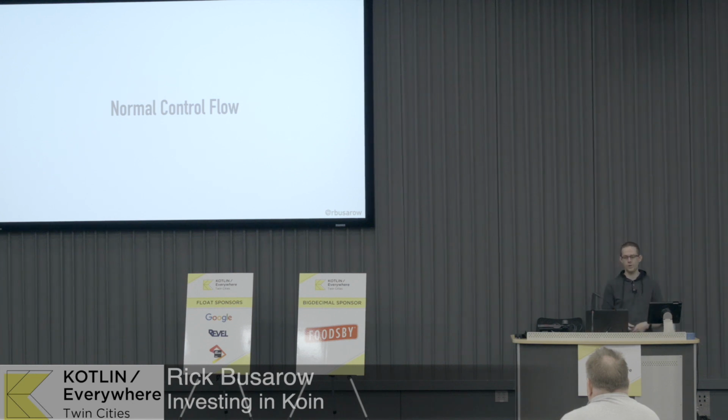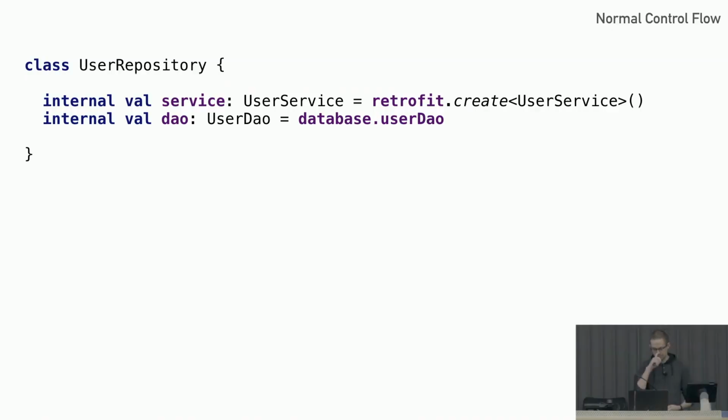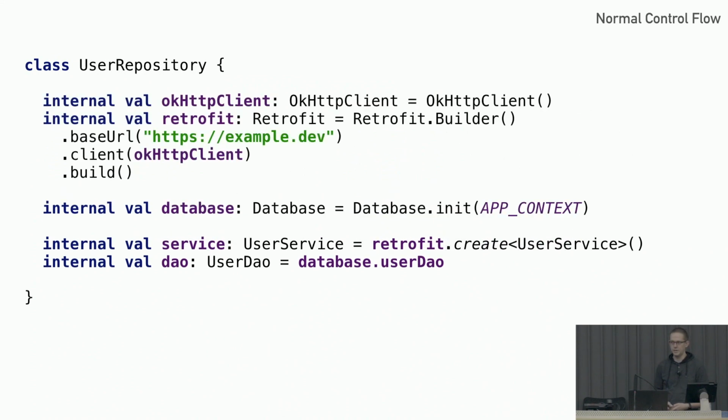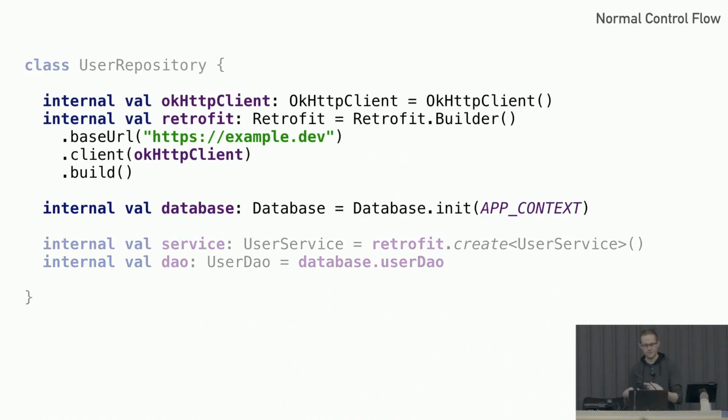And let's look at how we're going to build this using the normal control flow, which is legacy code. So in order to create our repository, we would again need a reference to this DAO and this service. But in order to create them, we're going to need to create all of these other classes, the database and the Retrofit instance and the OkHttp client. And this is really, really expensive. It's expensive in a few ways. First of all, that OkHttp client takes about 150 milliseconds to initialize on a modern Pixel 3.